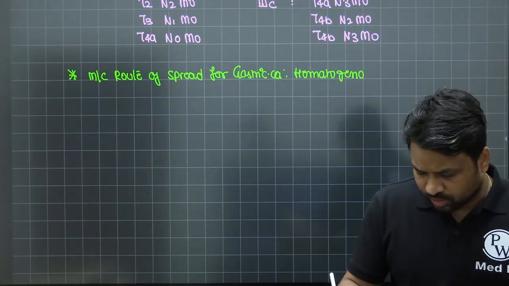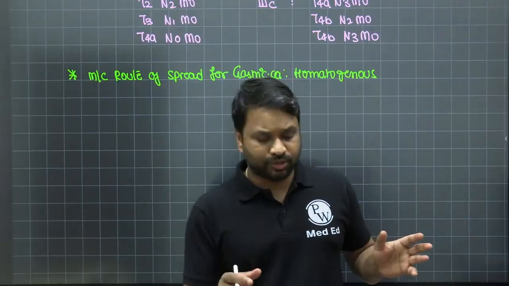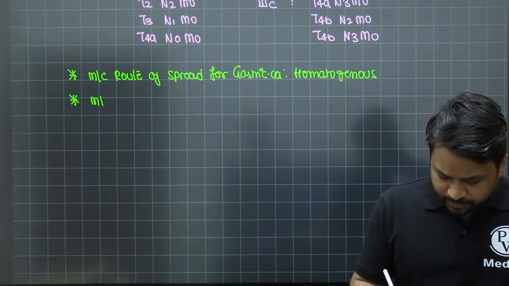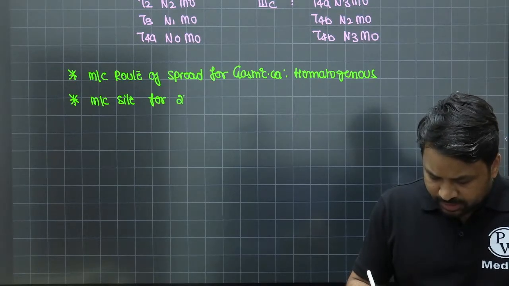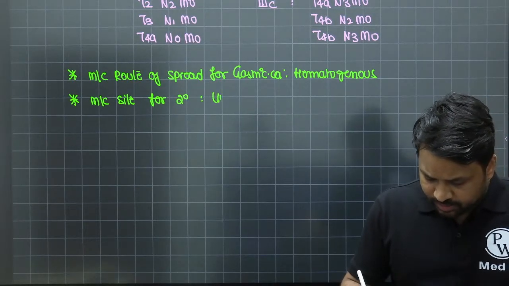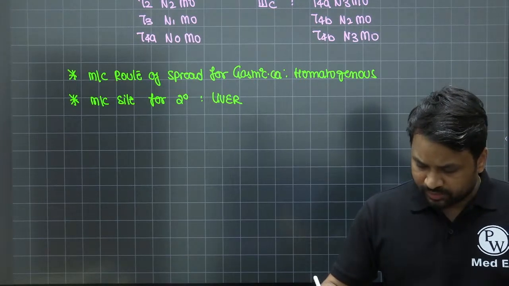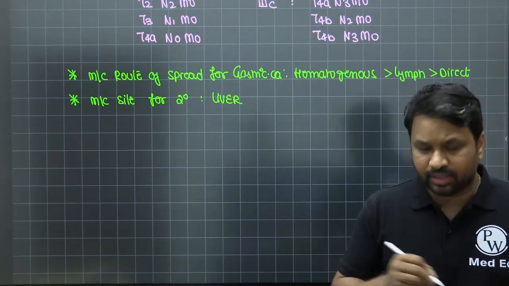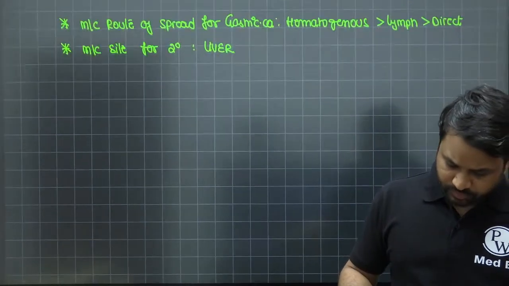Now, all your stomach, your bowel is drained by your portal system that goes into the liver. So, if I say what is the most common site for secondaries, the answer is going to be the liver. The other route that you have is going to be lymphatics. Then it is going to be direct route of spread, that is your invasion.